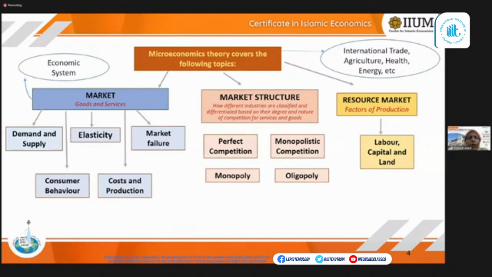So when we talk about responding to change in the price, policy done by the government can also have an effect on prices. For example, cigarettes. Government imposes excise tax on cigarettes. So what happens when there's a tax? The price of cigarettes will go up.